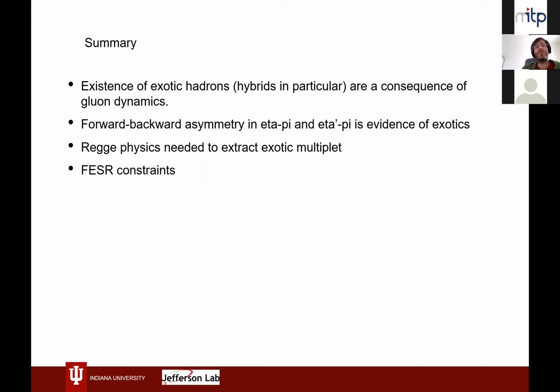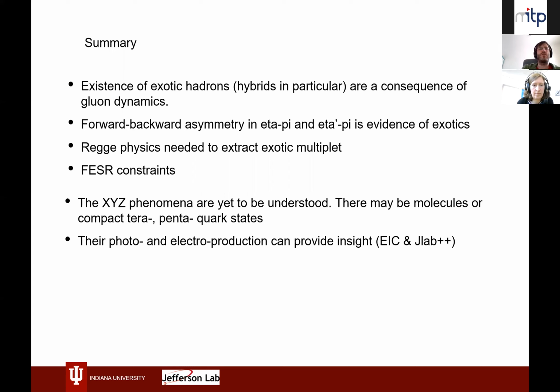And if you really want to extract the exotic multiplet, we think you are going to need to take into account the Regge physics, because you are starting to enter an energy region where restricting to 6-7 partial waves can be particularly dangerous. You probably need to resum all the partial waves. And then you have to think about using constraints that come from needing to take into account all this high-energy physics, all these Regge exchanges. The way to do that is through the finite energy sum rule constraints.